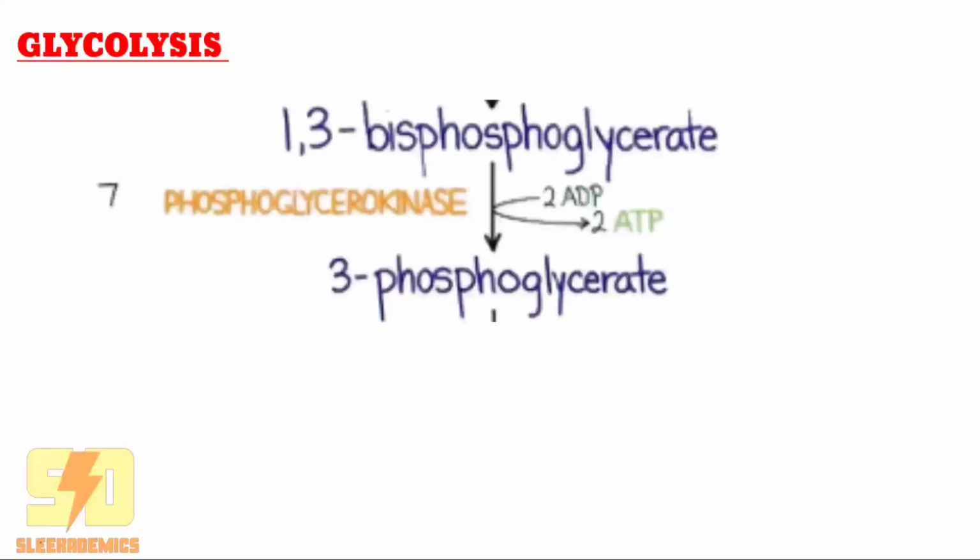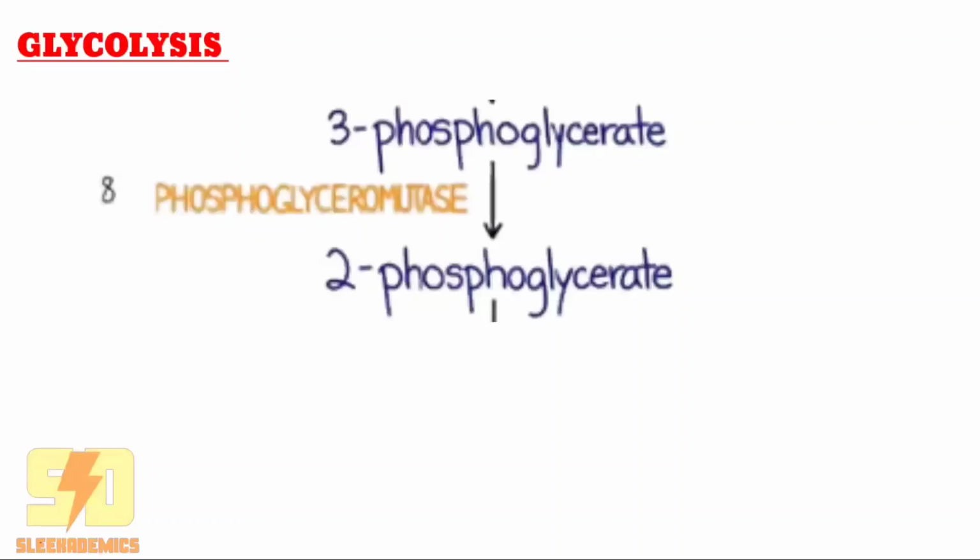Now, the 1,3-bisphosphoglycerate is further converted to 3-phosphoglycerate by the enzyme phosphoglycerokinase. In this case, the body is no longer spending energy, the body has begun to produce energy because the phosphate group on the first carbon of the 1,3-bisphosphoglycerate has been removed to form ATP.